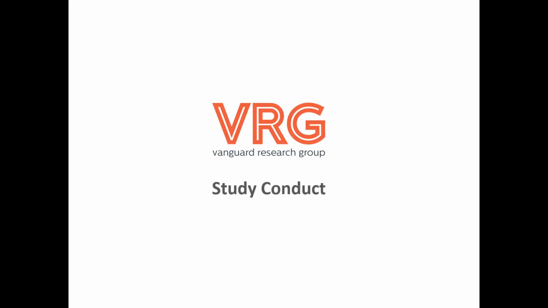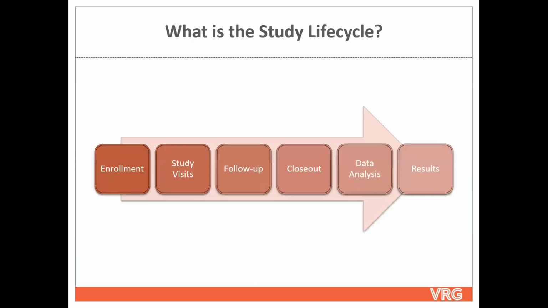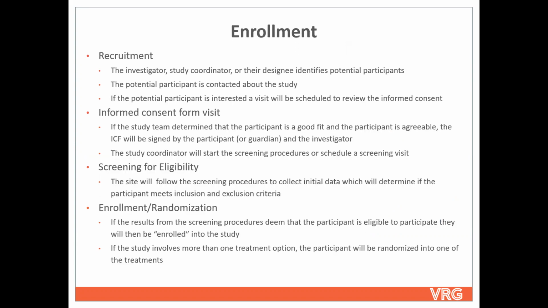Next, we'll go into study conduct. So this gives you a picture of the study life cycle, where you'll start with enrollment. So you recruit participants into the study. Then you will conduct the required study visits as listed in the protocol. Then you'll move into follow-up, which is a follow-up visit after the protocol's ended for each participant. And then we will close out the study at each site, and then we do the data analysis and get to the results.